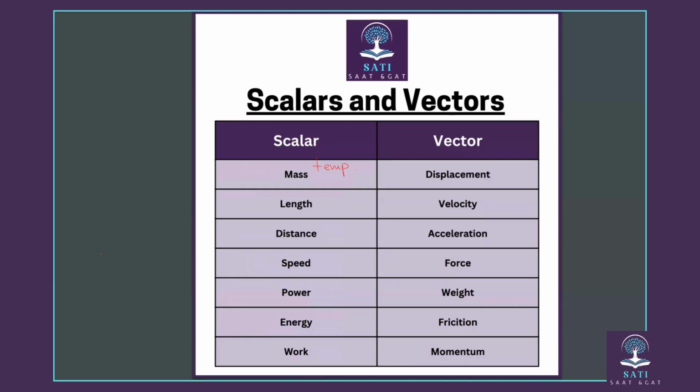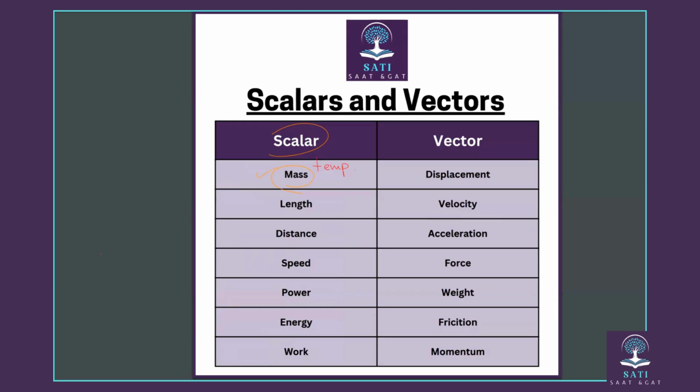So when you gave me the answer that the temperature is 30 Celsius, did you need to give me a direction? No. You gave me only a number and a unit, and the answer was fully understood. So we call the quantities that are expressed by only a number and a unit scalar. When I ask you what is your mass, and you say my mass is 70 kilograms, that's enough. You gave me a number and a unit, so mass is a scalar.